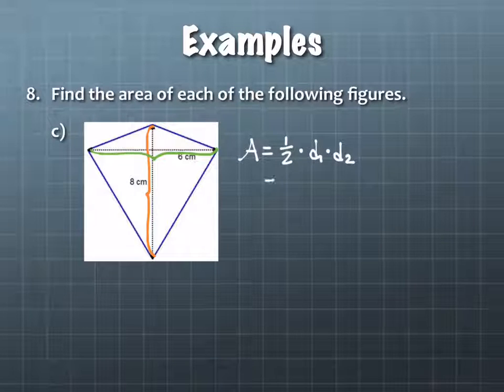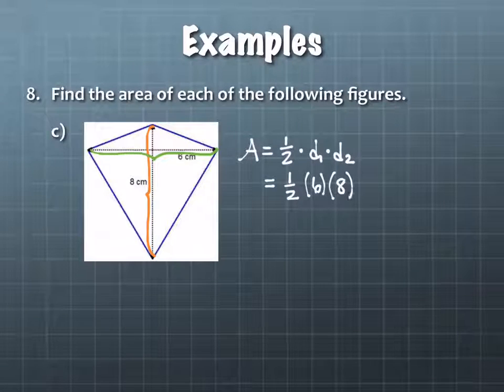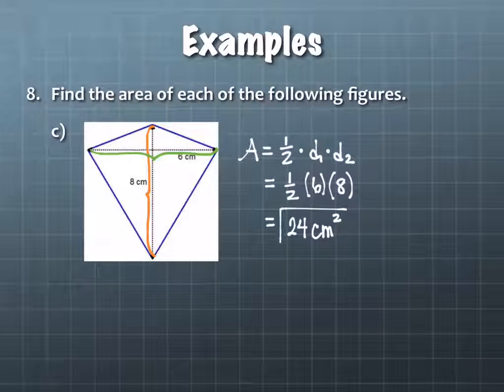1/2 times d1 times d2. And the d1 and the d2 are in fact the numbers that they gave us with our nuanced, we decided what we wanted it to be on top of that a little bit, right? So what is 6 times 8? 48. And 1/2 of that is? 24. And 24 what? Yep, square centimeters.